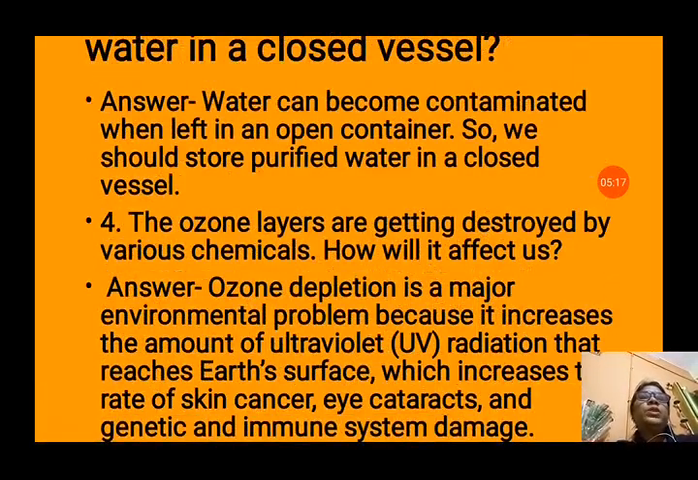Now next, question number 4 is, the ozone layer is getting destroyed by various chemicals. How will it affect us? Answer: ozone depletion is a major environmental problem, and we are the ones causing it because we have created many industries, factories, and vehicles. These release large amounts of gases, some poisonous gases, and carbon dioxide also. These gases cause the depletion of the ozone layer, which is very important for us. The ozone layer absorbs ultraviolet radiation and protects us from skin cancer and many other health damages. So if it is depleted, then what will happen?